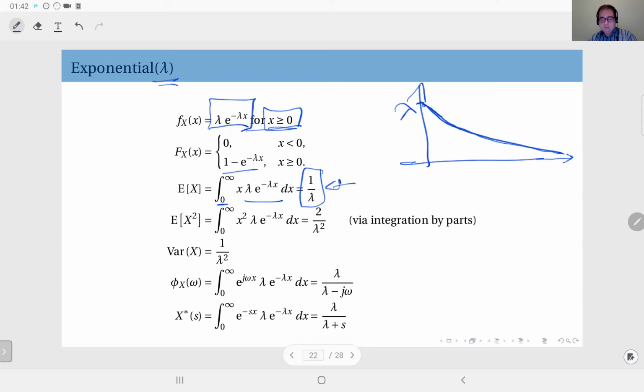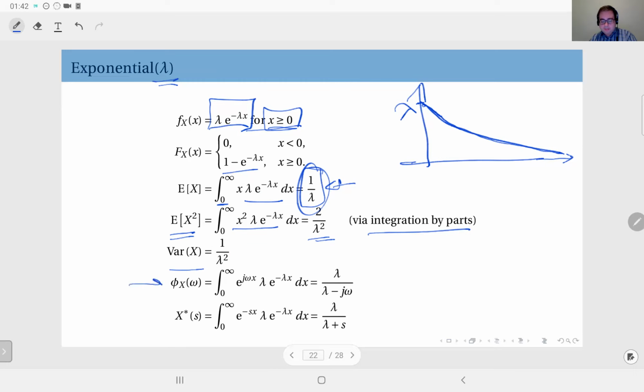And it's also not difficult to compute the second moment. I'm not going to give out the details, but using integration by parts, you can compute this integral, or you can have it computed by a computer, and that turns out to be 2 over lambda square. So from 2 over lambda square, which is the second moment, subtract the square of this 1 over lambda, you get 1 over lambda square, which is the variance of the exponential distribution.